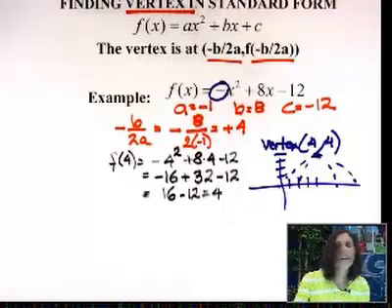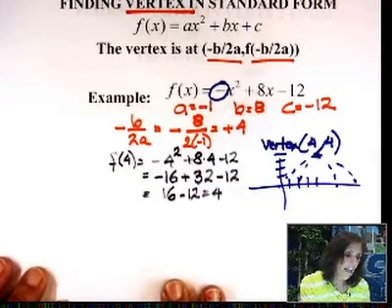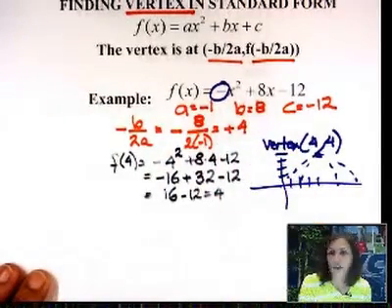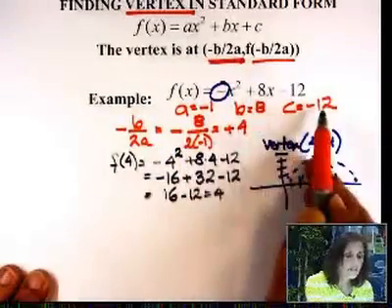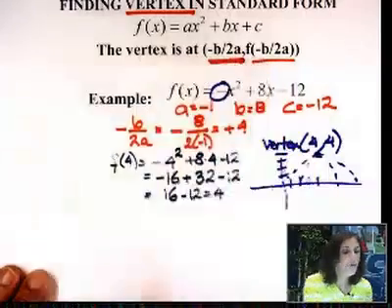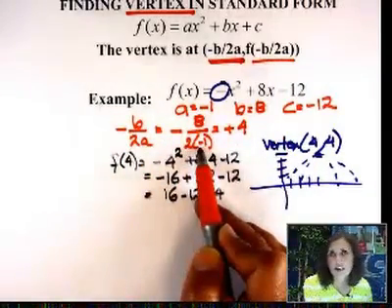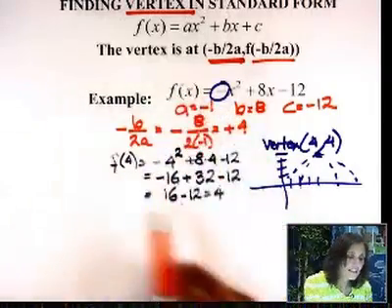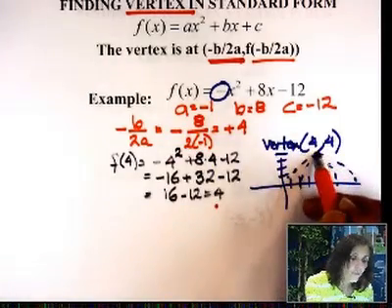Now, let's try to find the vertex first. I have this equation, negative x squared plus 8x minus 12. The way you find the vertex is you put down your a, b, c, and then you calculate negative b over 2a and take f of that. In this case, negative b over 2a is negative 8 over 2 times negative 1, which is 4. You plug in 4 for x, you get 4. And that means it is going to go through (4, 4).